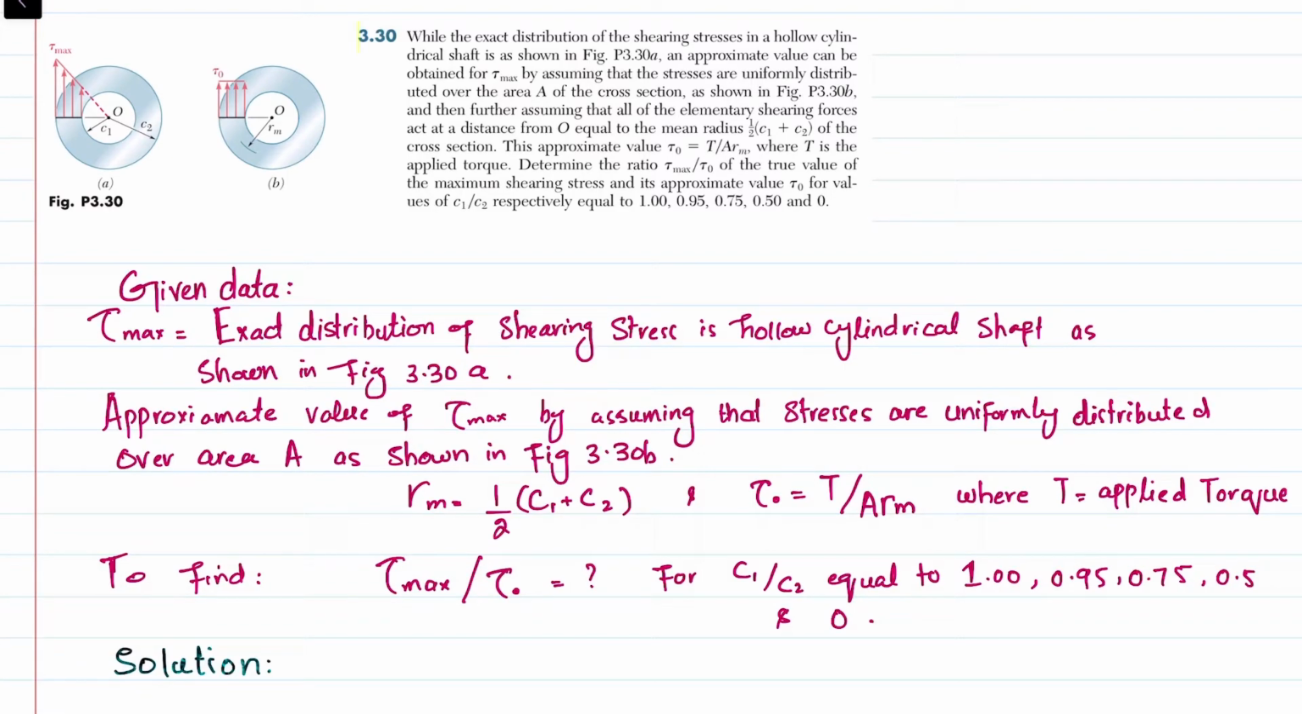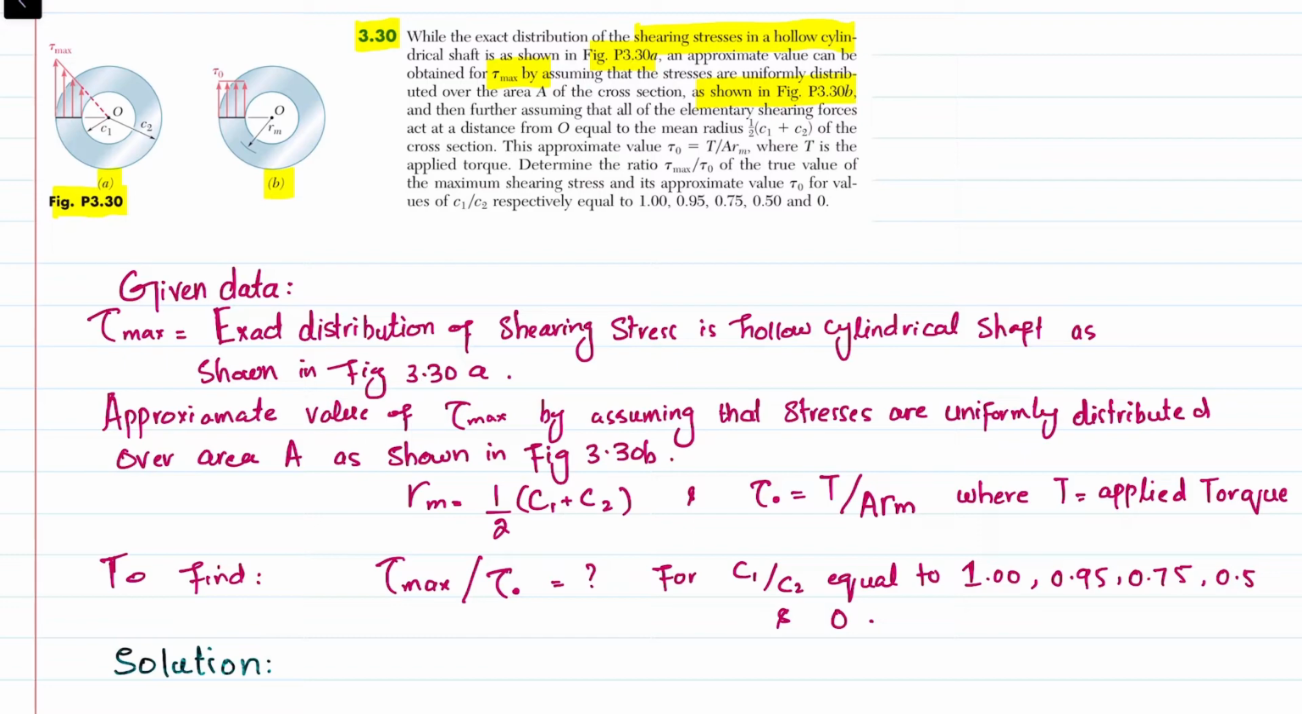Welcome back. Problem 3.30. In this problem, it is given that while the exact distribution of shearing stress in a hollow cylindrical shaft is shown in figure 3.30a, an approximate value can be obtained for tau max by assuming that stress is uniformly distributed over area A of the cross section, as shown in figure 3.30b.